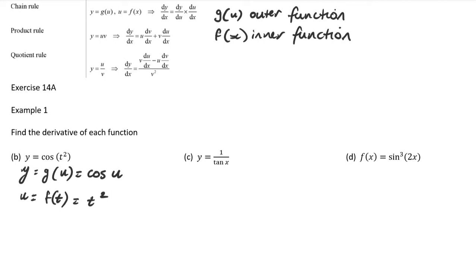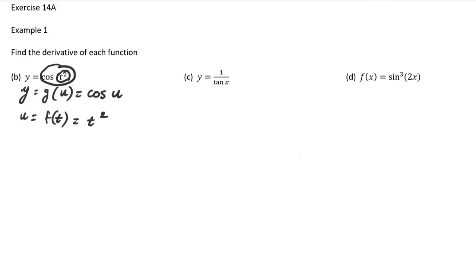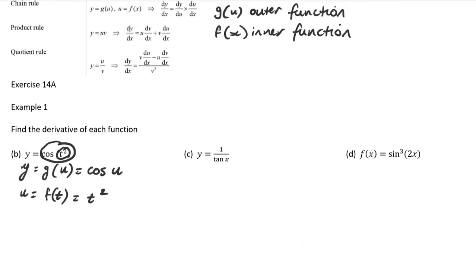If you're really having trouble seeing inner and outer functions, we've got a t squared there, and that is part of a cosine function. So t squared is our inner function, cos of t squared, cos of u, is our outer function. So we've set up everything that we need there. To find the derivative of this then, if we look back at our chain rule, dy/dx equals dy/du times du/dx.